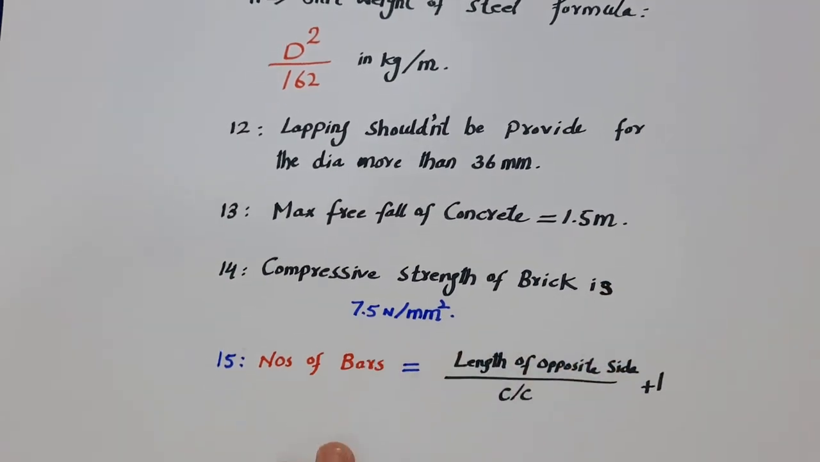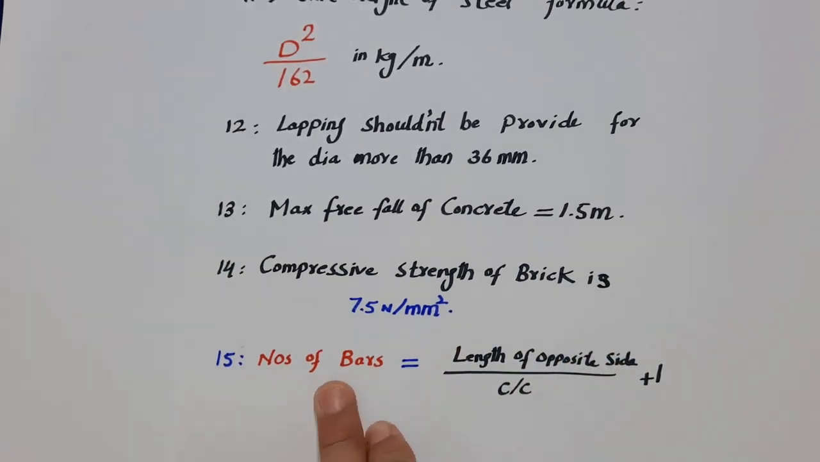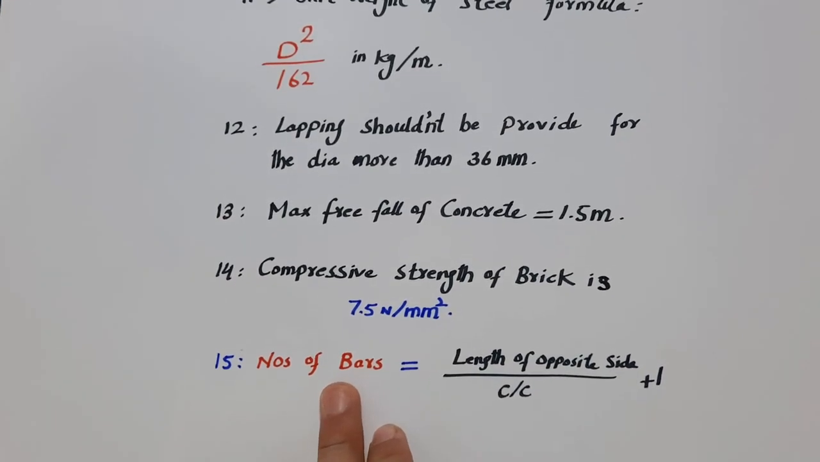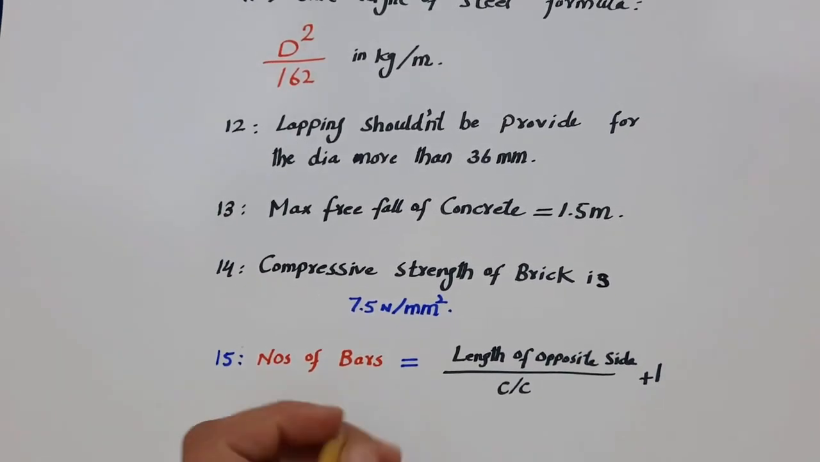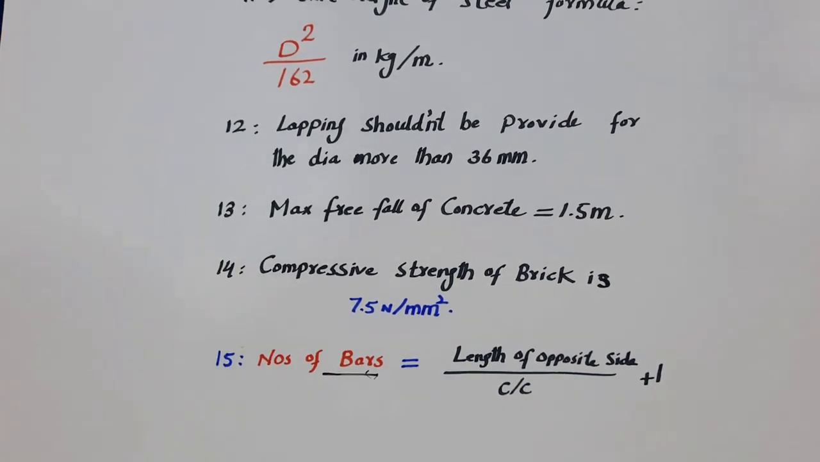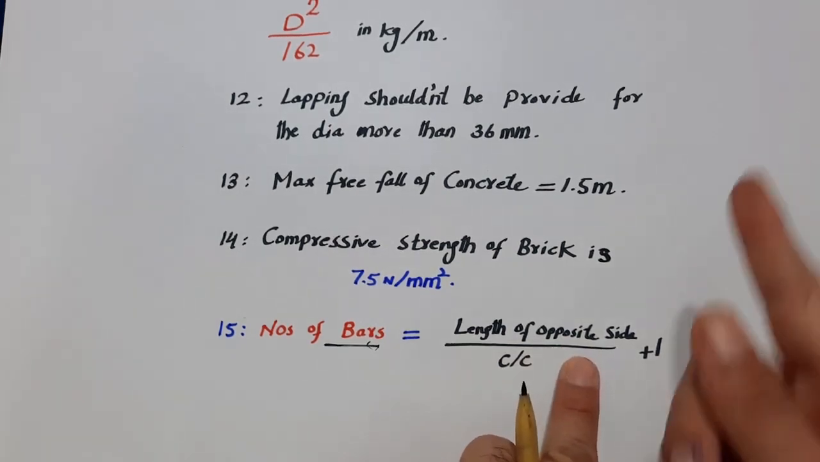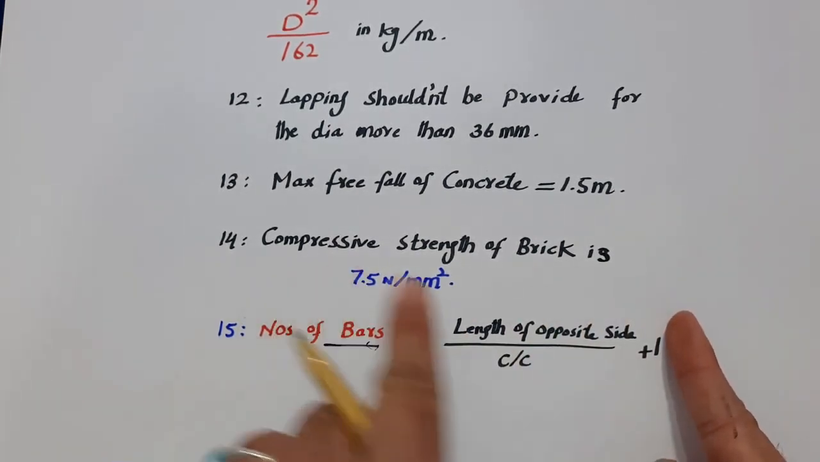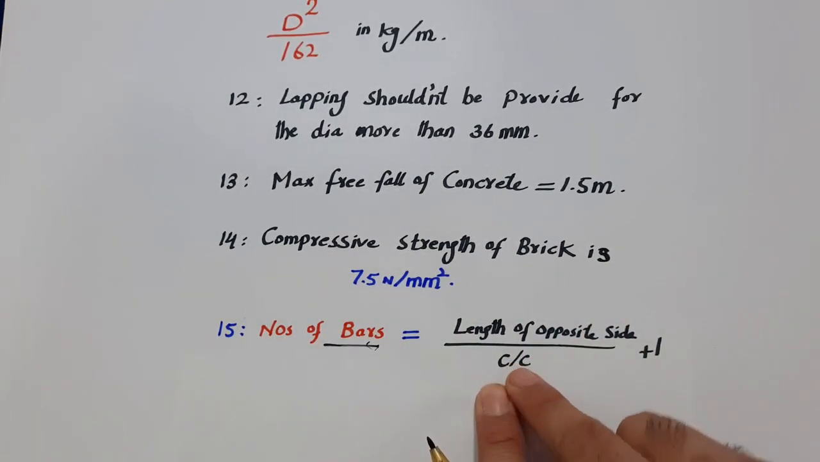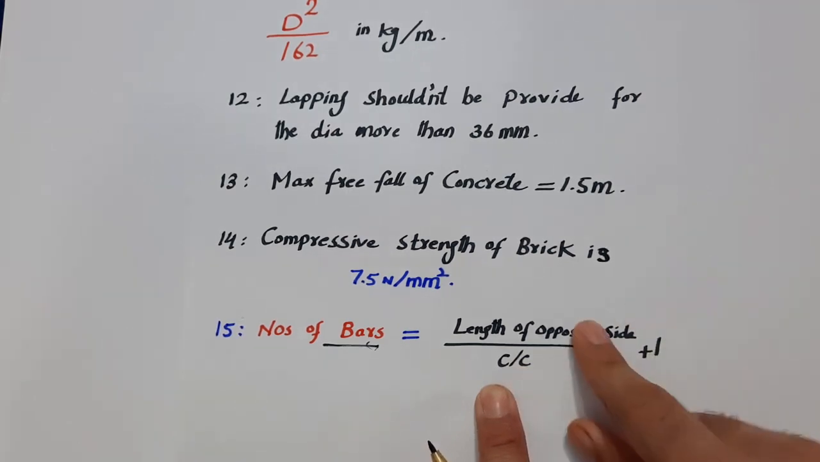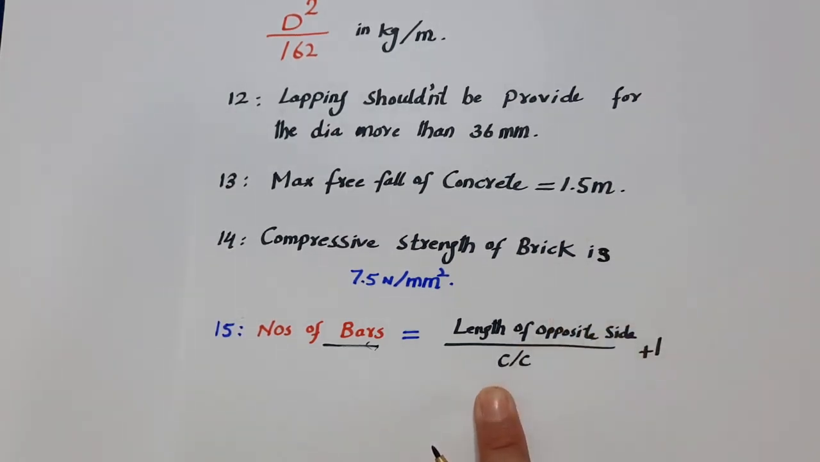Guys, the last one is number of bars. How can you find the number of bars? For example, in a slab, length of opposite side divided by spacing C/C plus 1, then you can find the total number of steel rods in the slab.